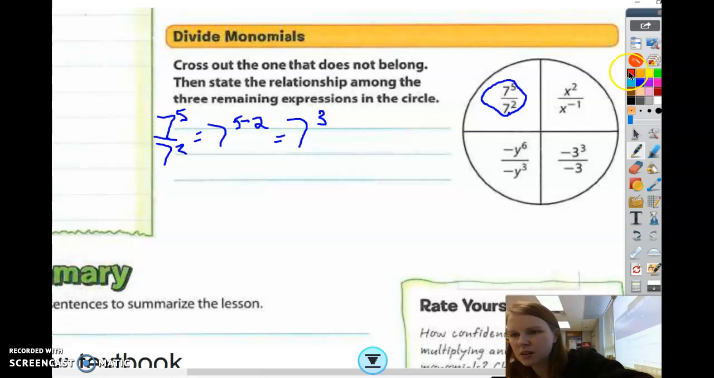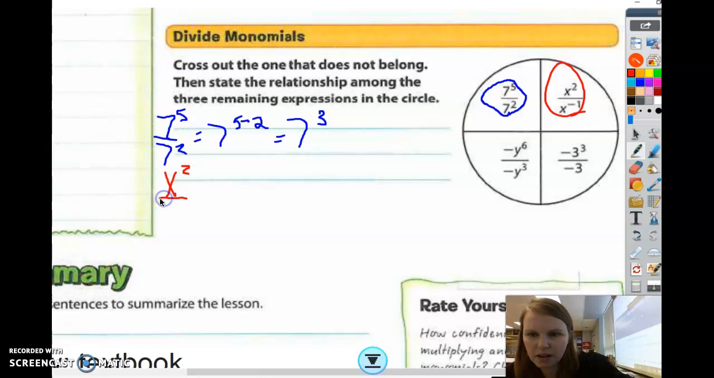Let's do another one. Let's do this one here. X squared divided by x to the negative first. So when we do this again, we're going to write the base, and then we are going to subtract the exponents. So 2 minus negative 1. 2 minus negative 1, isn't that 2 plus positive 1? So that ends up being x to the 3rd.